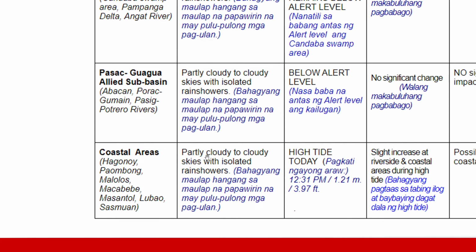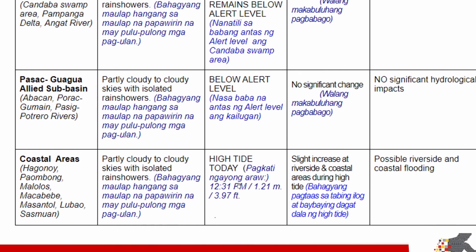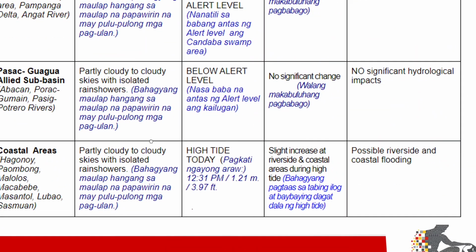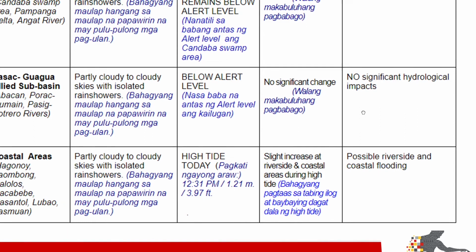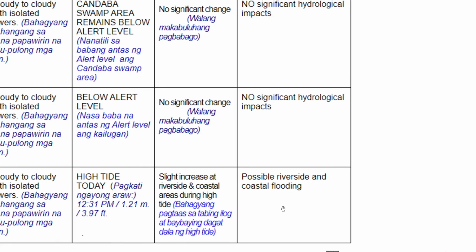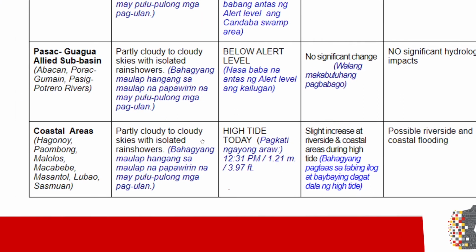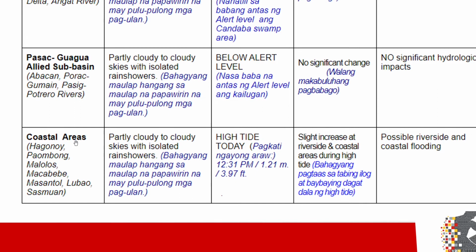Again, it's the same. Partly cloudy to cloudy skies with isolated rain showers. But today is a high tide in these coastal areas. Unlike rivers, high tide is much more felt in coastal communities. There's a slight increase at riverside and coastal areas during high tide, which is why river flooding and coastal flooding is possible in the coastal areas of Hagonoy, Paumbong, Malolos, Macabebe, Masantol, Lubao, and Sasmuan.